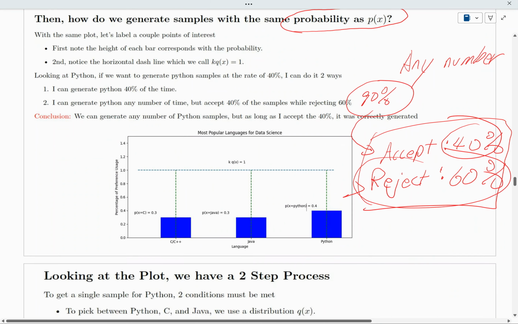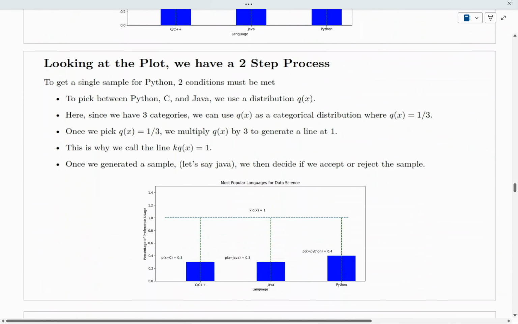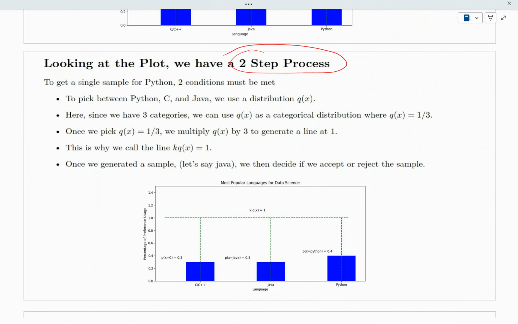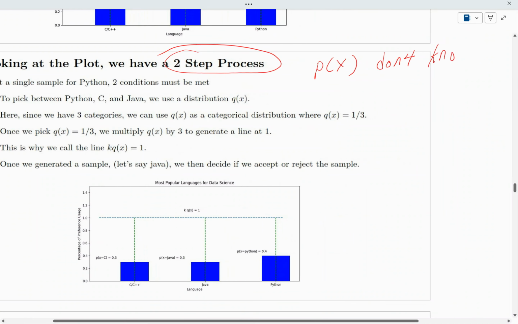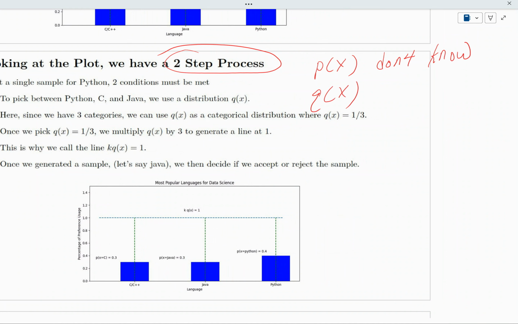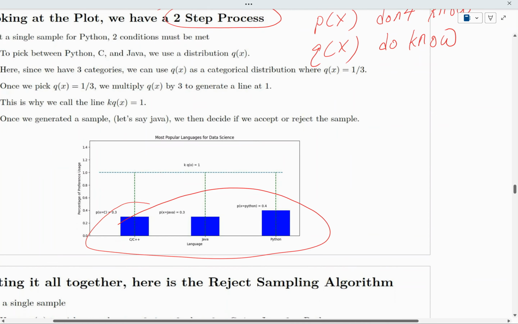So the idea of rejection sampling is basically a two-step process. The first step is you're trying to generate samples from P of X and you don't know how to do it. Instead, what you can do is pick another distribution, Q of X, which you do know. So you know how to generate from Q of X. And ideally, what you want is that the samples you generate from Q of X overlap with the samples you would generate from P of X.